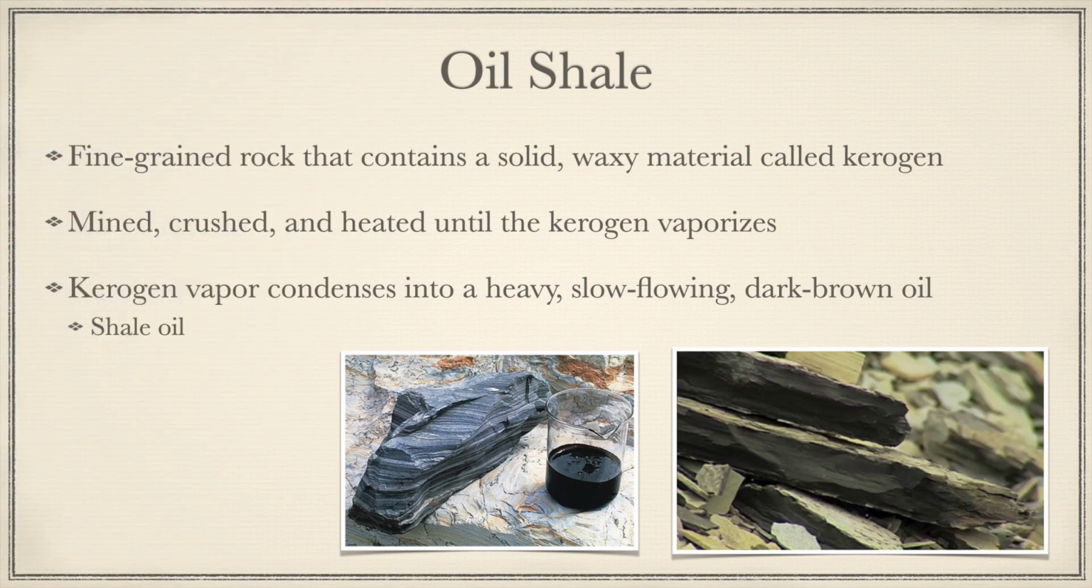And then oil shale. This is fine-grained rock that contains a solid waxy material called kerogen. This can be mined, crushed, and heated until the kerogen vaporizes. And then kerogen vapor condenses into a heavy, slow-flowing, dark brown oil that we call shale oil. And then you could process this just like you would crude oil to produce gasoline, diesel fuel, kerosene, etc.